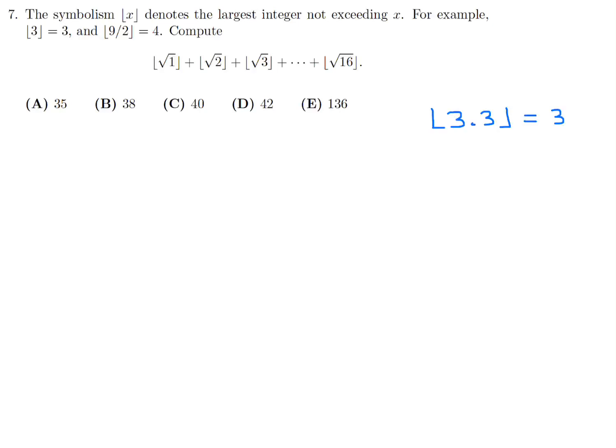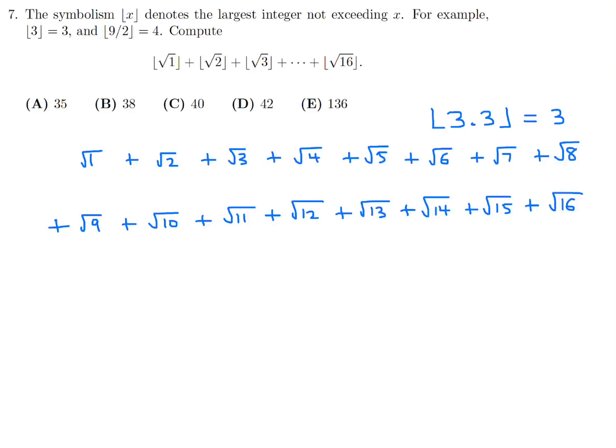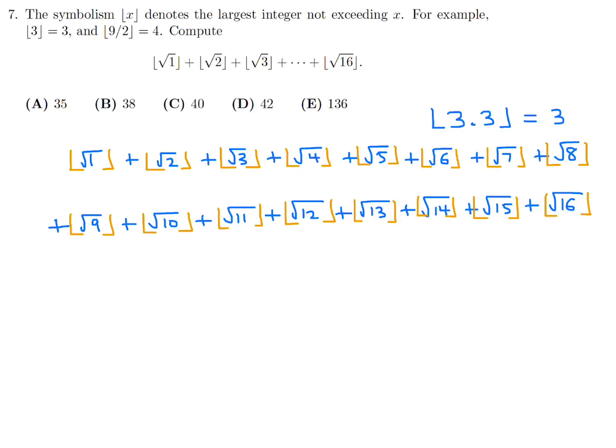All right. So this whole thing is basically the square root of 1 plus the square root of 2 plus the square root of 3, like that, all the way to 16. So I'll write that out first. So then what you do is you take the brackets of each, basically like that. So let's see what we would get.